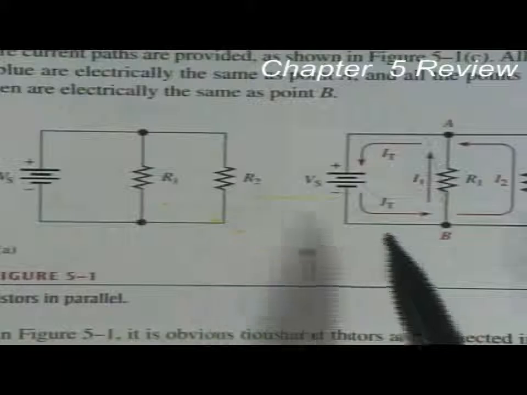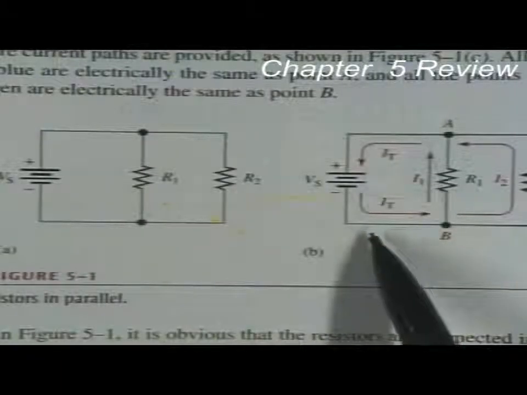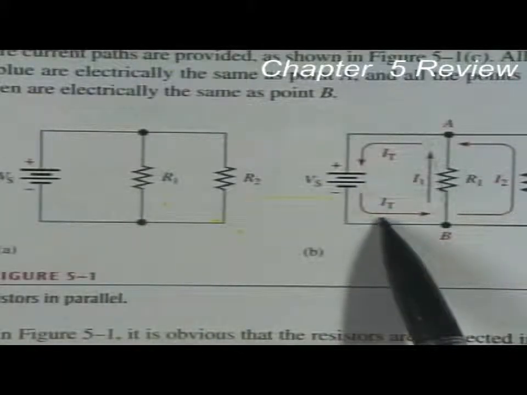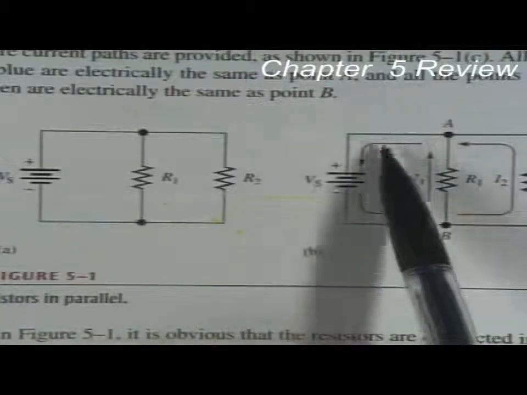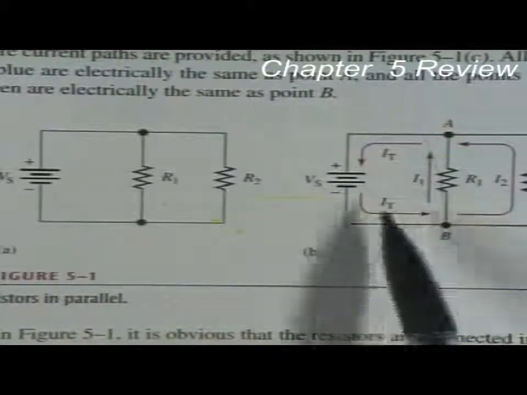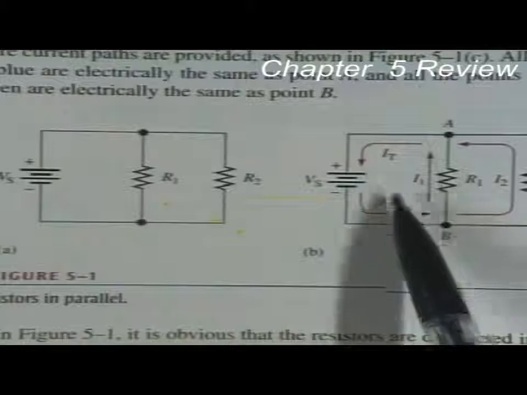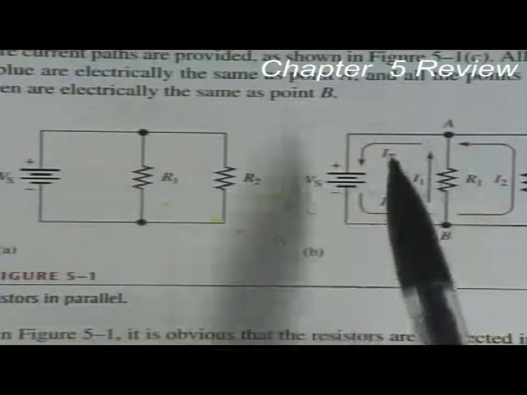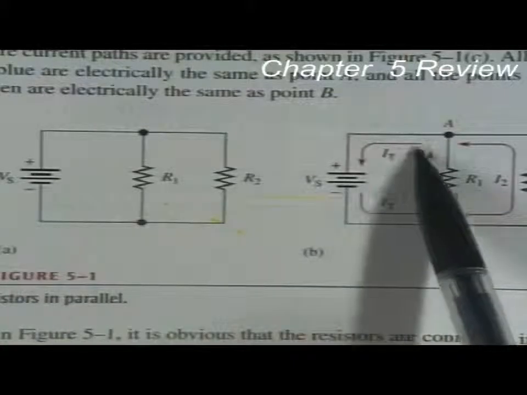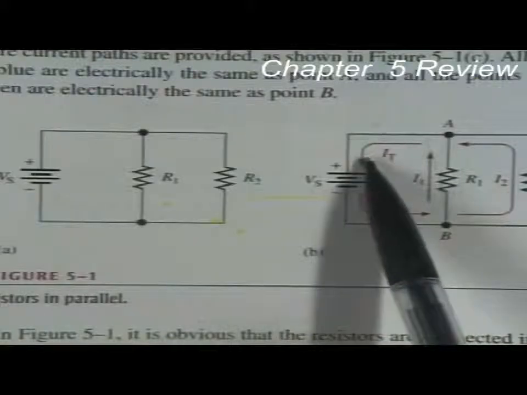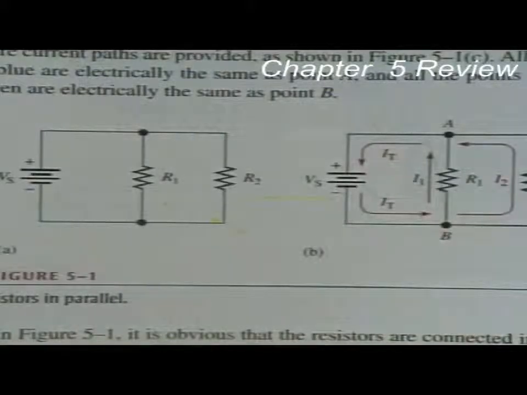Now notice that the current that's coming out of the battery is going to be equal to the current going into the battery. So IT coming out of the battery is going to be the same current that's going back in the battery, IT. Now let's look again and let's watch a current flow through three resistors.